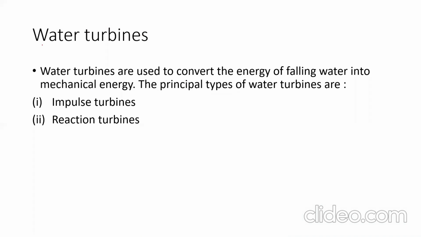Next part is the water turbines. Water turbines are used to convert the energy of falling water into mechanical energy. Means hydraulic energy or kinetic energy associated with the flowing water is converted into mechanical energy at the turbine blades. The principal types of water turbines are: one is the impulse type and second is the reaction type. We will see in detail.